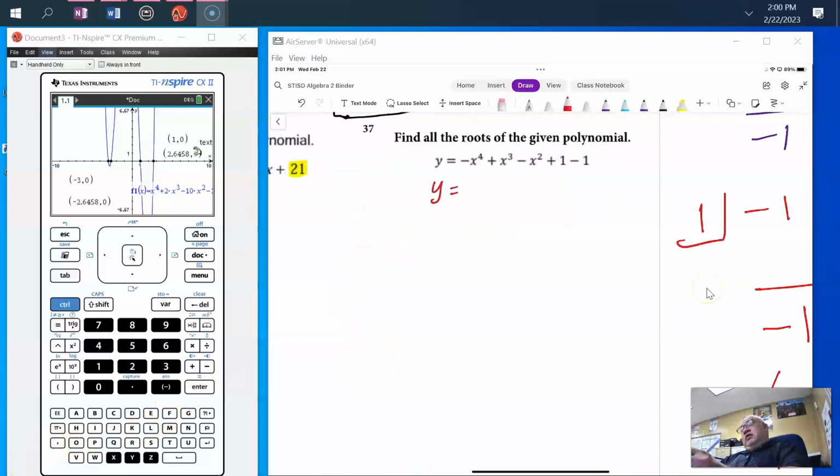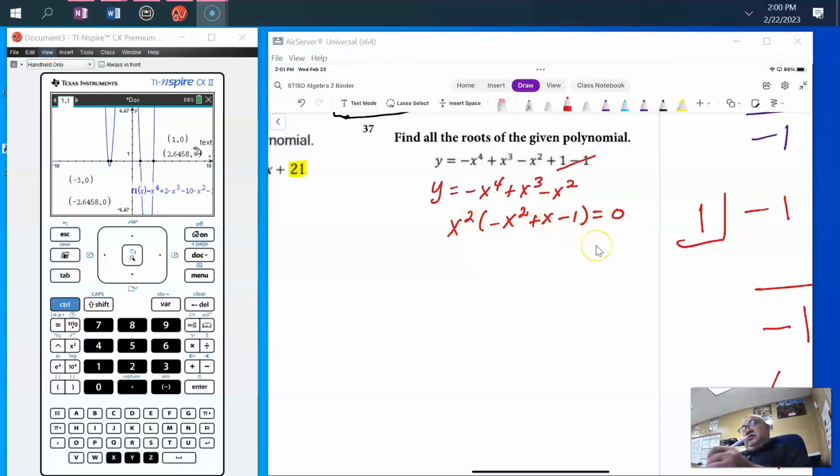Find all the roots. We have y equals negative x to the 4th plus x cubed minus x squared. Now 1 minus 1, that's 0. So I can factor out x squared: x squared times negative x squared plus x minus 1. So it's negative x squared plus x minus 1 equals 0.